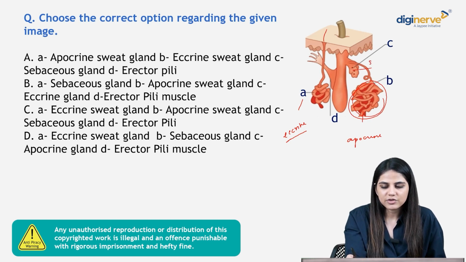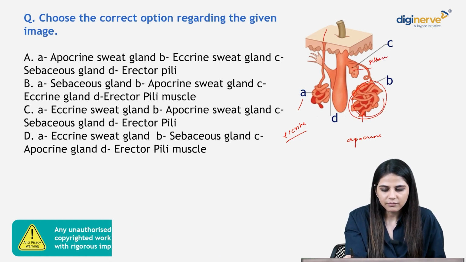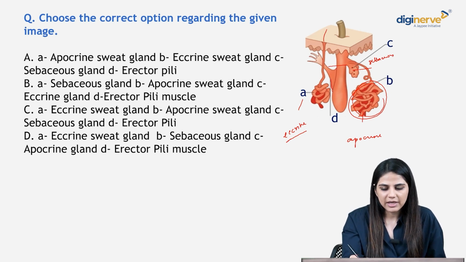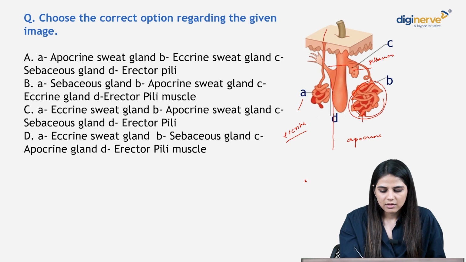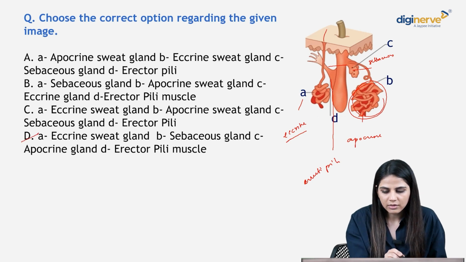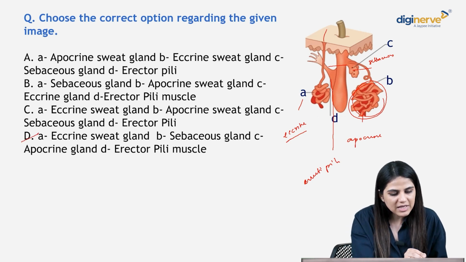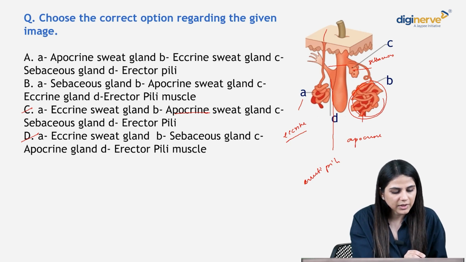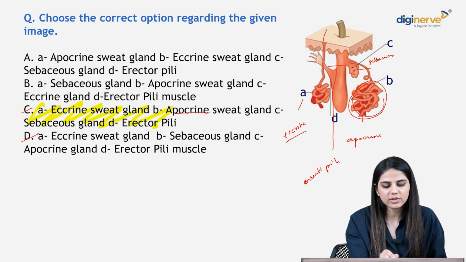C is sebaceous gland, which opens above the erector pili muscle, and D is the erector pili muscle. So let's see, where do we see A, eccrine, B is apocrine, I think this one, C sebaceous, and D erector pili. So C, this one is our correct answer.